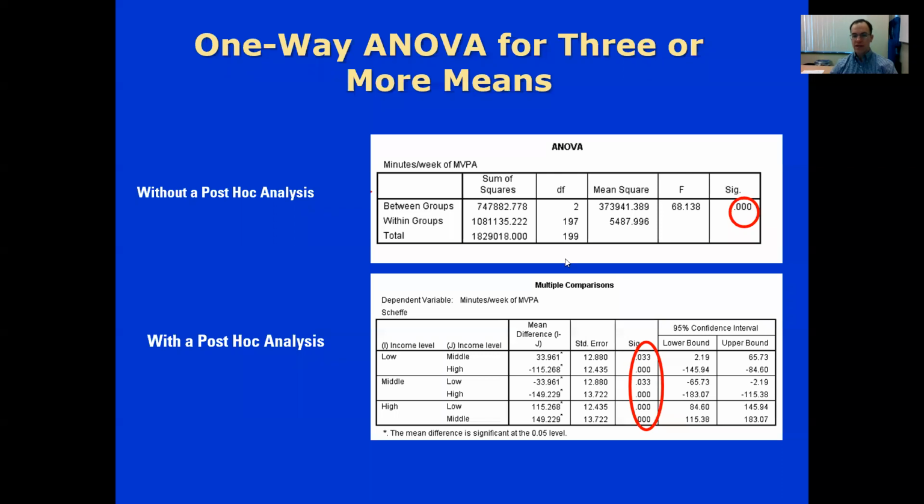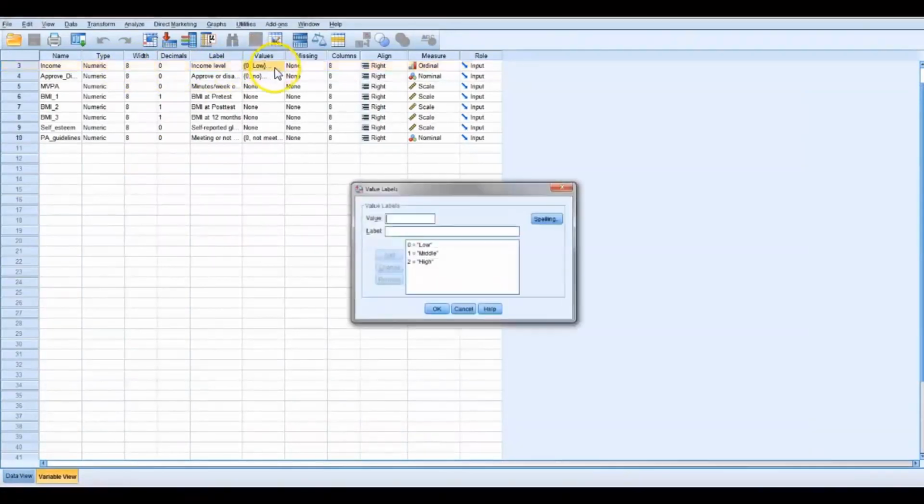So let's look at a video of how to calculate this using SPSS. First I'm going to go back to my data set. Again, let me show you here. I have income categorized into three different levels, so there's 0, 1, and 2. I'll also show you what the variable view looks like. I have my variable name here, there are no decimals, I label it as income level, and in values, I assign 0 for low, 1 for middle, and 2 equals high.